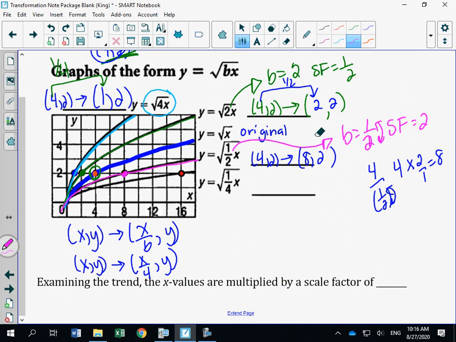Our last one, what's your b value here? B value is equal to 1/4. What's your stretch factor? Stretch factor is the reciprocal. So the reciprocal of 1/4 is 4.